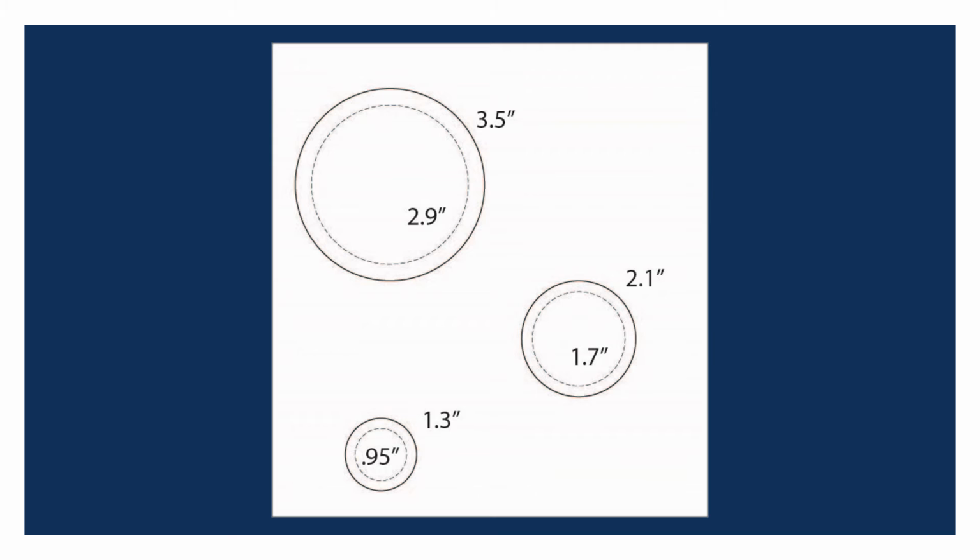So if you are wanting to make a button and you don't have access to Adobe Illustrator, this is the size of the buttons. The large 3-inch one is actually 3.5 inches, and the inside dotted line, the guideline, is 2.9. The medium buttons are 2.1 inches, and the inside is 1.7 inches, and the small one is 1.3, and the inside is 0.95. So it's important to remember these measurements when you're creating a button in Canva.